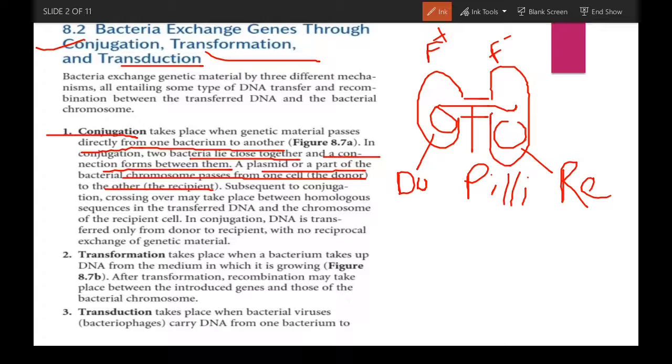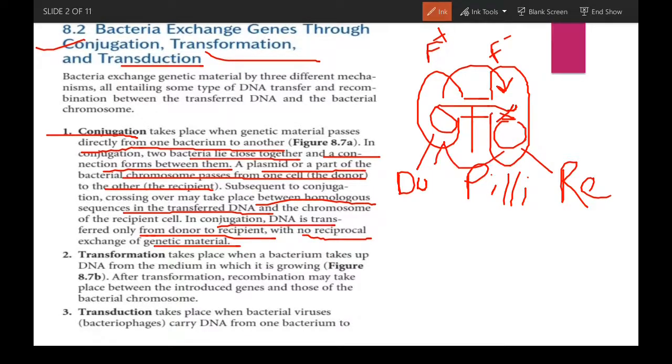Subsequent to conjugation, crossing over may take place between two homologous sequences in the transferred DNA. So after the transfer of DNA has occurred, crossing over between the two DNAs can occur. In conjugation, DNA is transferred only from donor to recipient with no reciprocal exchange of genetic material. It is important to note that in conjugation, transfer of DNA only occurs from the donor to the recipient, that is from here to here. No reciprocal transfer occurs.